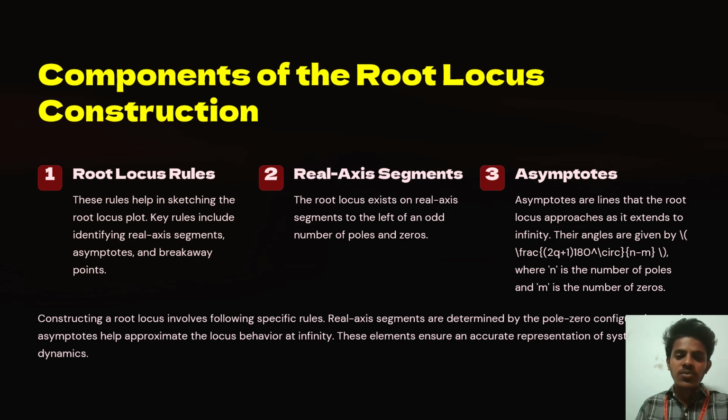Components of the root locus construction. Root locus rules. These rules help in sketching the root locus plot. Key rules include identifying real axis segments, asymptotes, and breakaway points. Real axis segments: the root locus exists on real axis segments to the left of an odd number of poles and zeros. Asymptotes are lines that the root locus approaches as it extends to infinity. Their angles are given by a formula where n is the number of poles and m is the number of zeros.